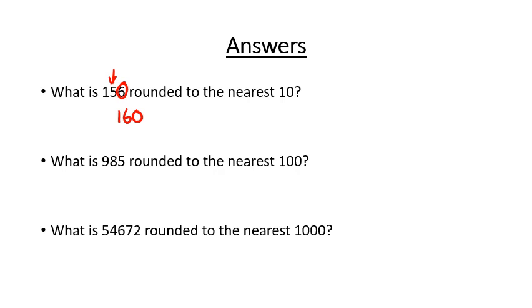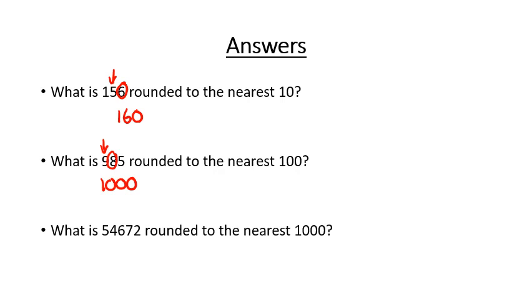Next question, what is 985 rounded to the nearest 100? Well, here's my hundreds column. I'm then going to look at the 8. I know that the 8 causes me to round up. We'll round the 9 up to a 10, so this actually gives me an answer of 1,000.